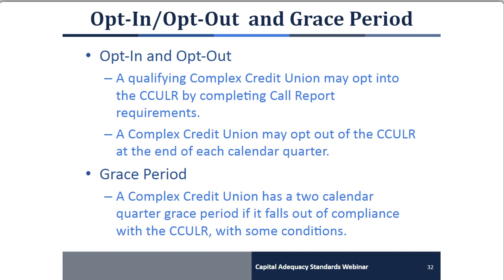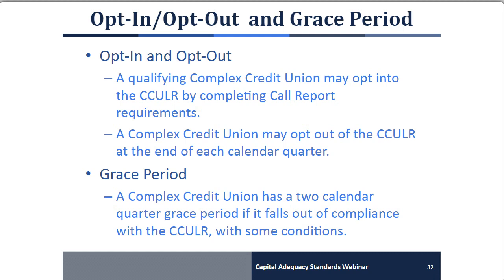Next slide. Oh, no, you're there. Sorry. So how do complex credit unions opt in and opt out of CULR? Complex credit unions do have the ability to opt in or opt out of the CULR framework and will do so by completing Schedule H of the call report quarterly. We will show this form in upcoming slides.